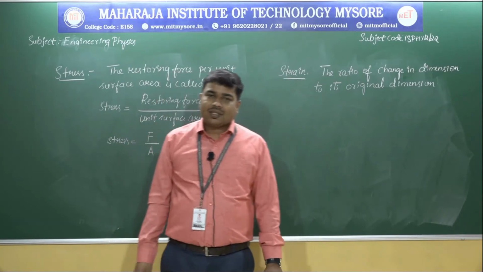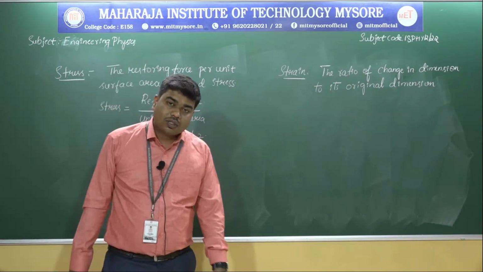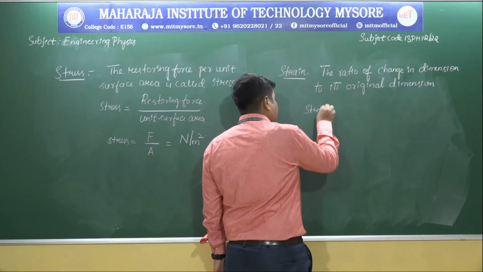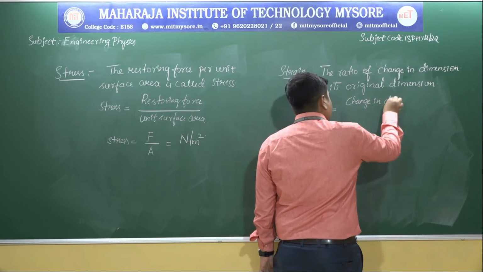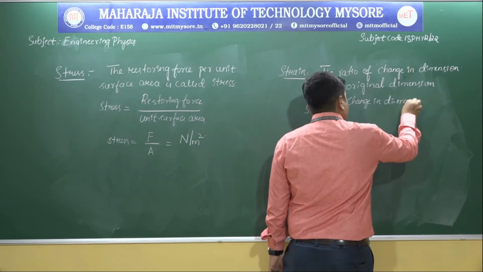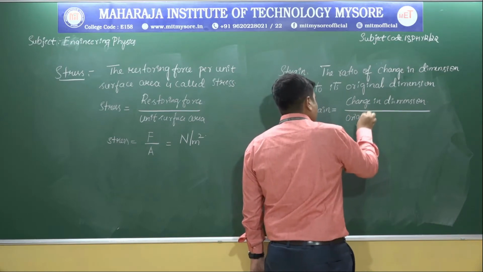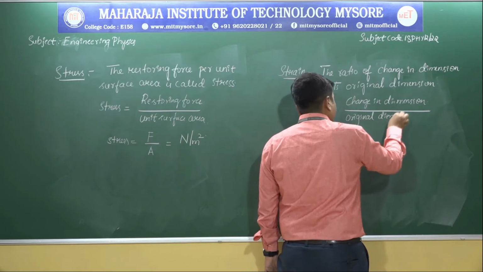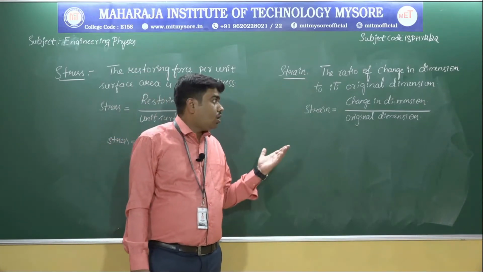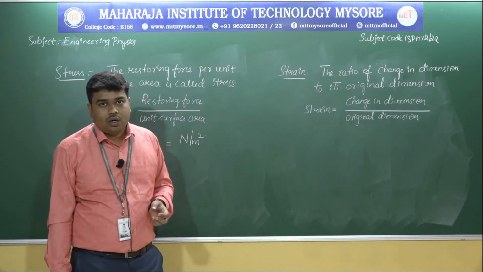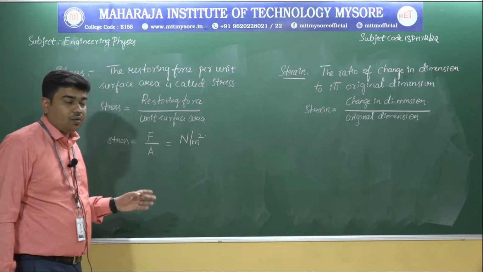Now, the dimension can be change in length, change in volume, or change in the cross sectional area. Strain is the ratio of change in dimension to its original dimension. Since we are considering the same parameters in the numerator as well as the denominator, strain is a physical quantity which has no units. So, this is regarding what is stress and what is strain.